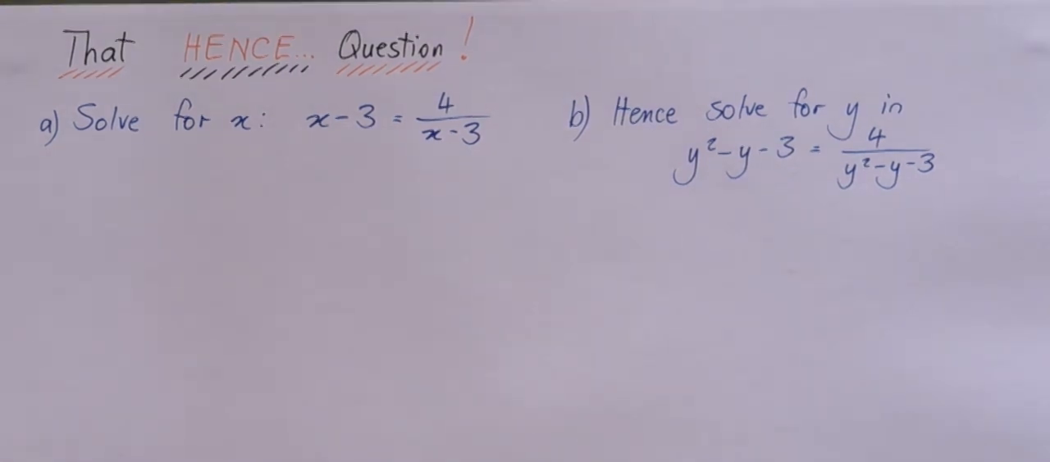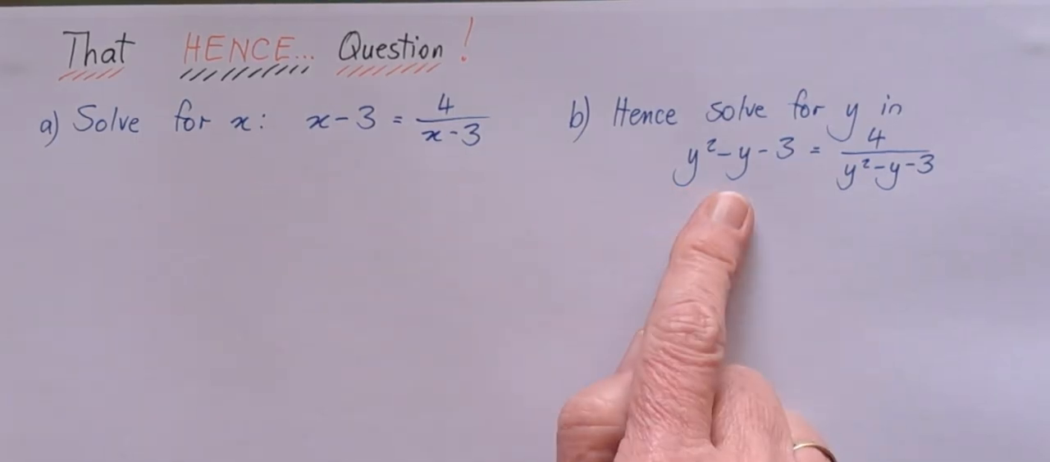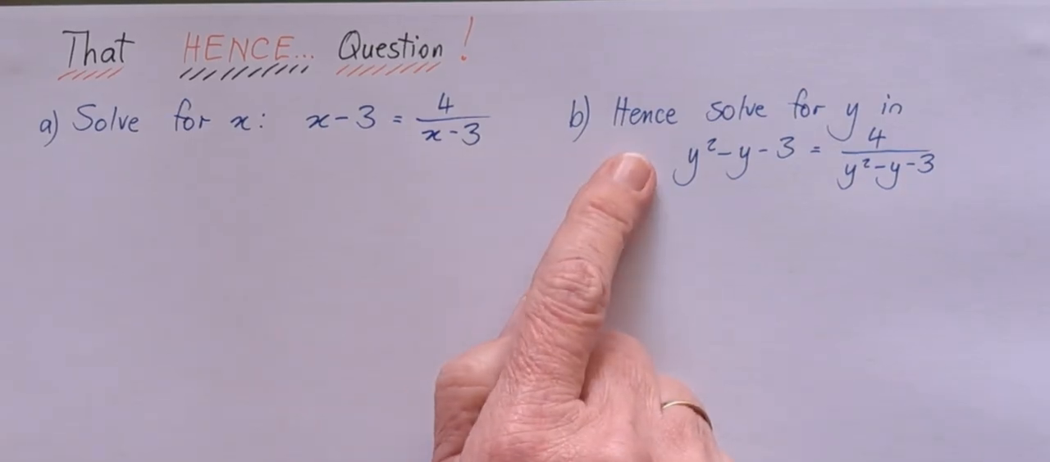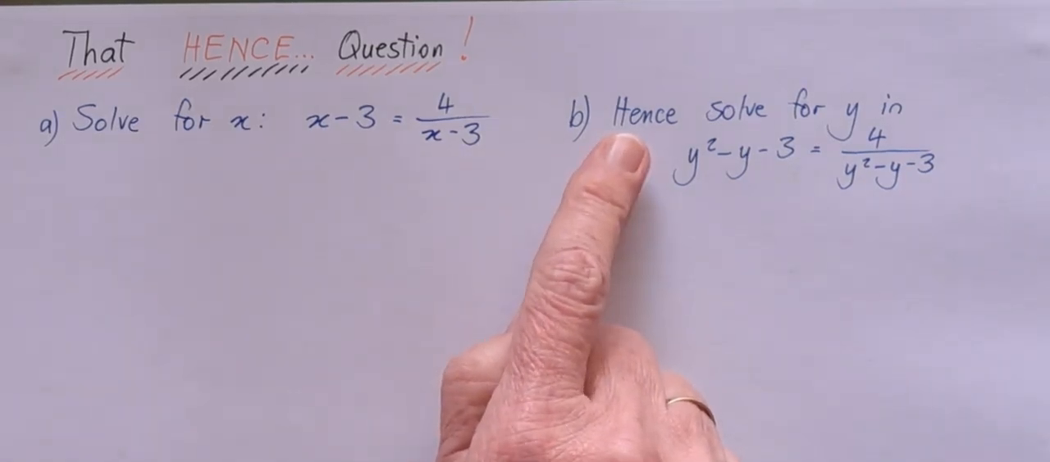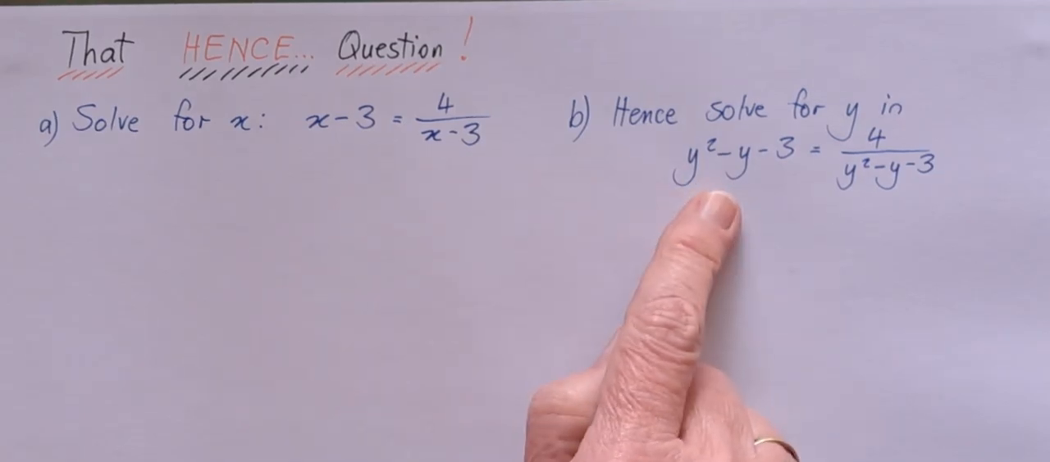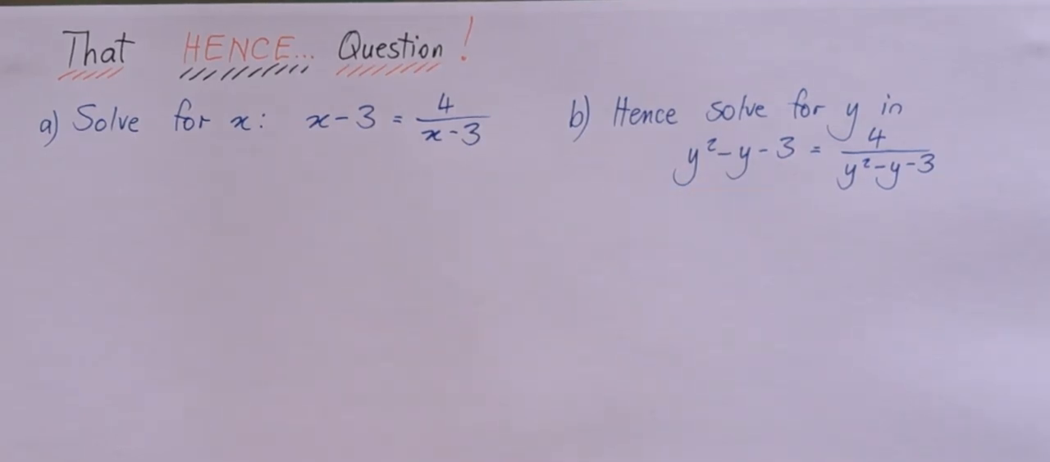We're going to end this section off with that hence question, where you have part A and part B. Part A is fairly simple, but then part B, containing the word hence, means that you need to use what you've discovered in A in order to work out B. And a lot of people struggle to find the connection, so I'm going to try to make it as simple as possible today.